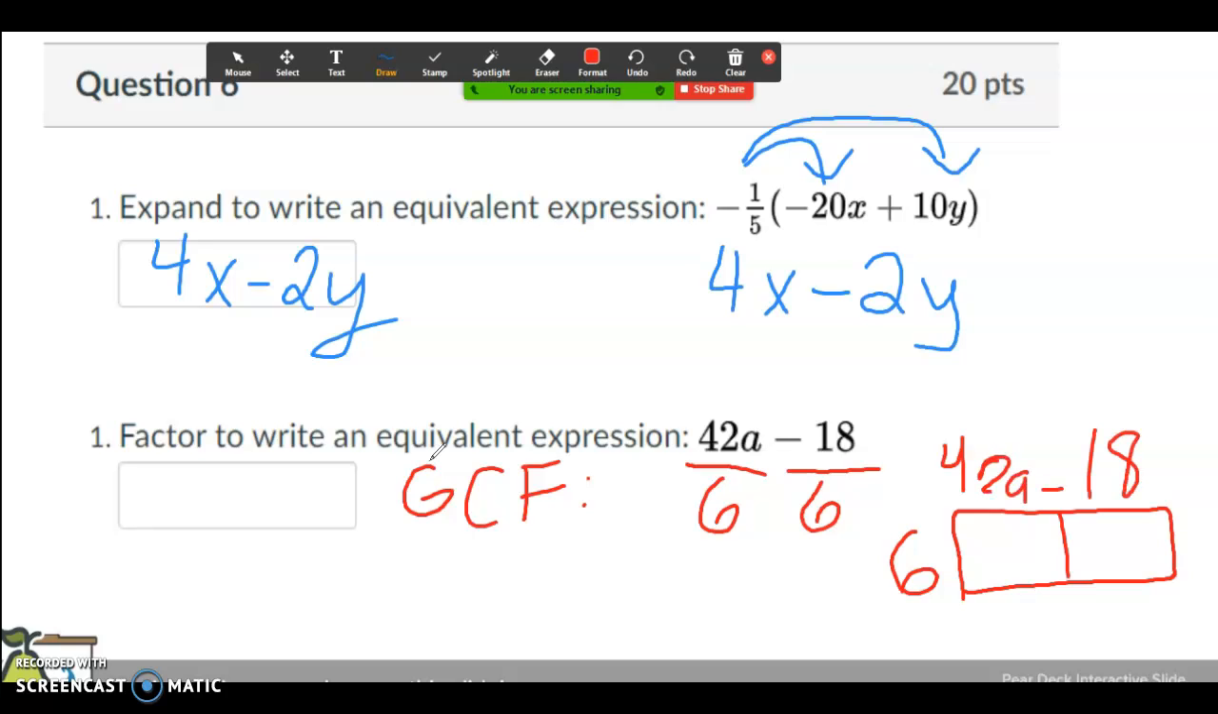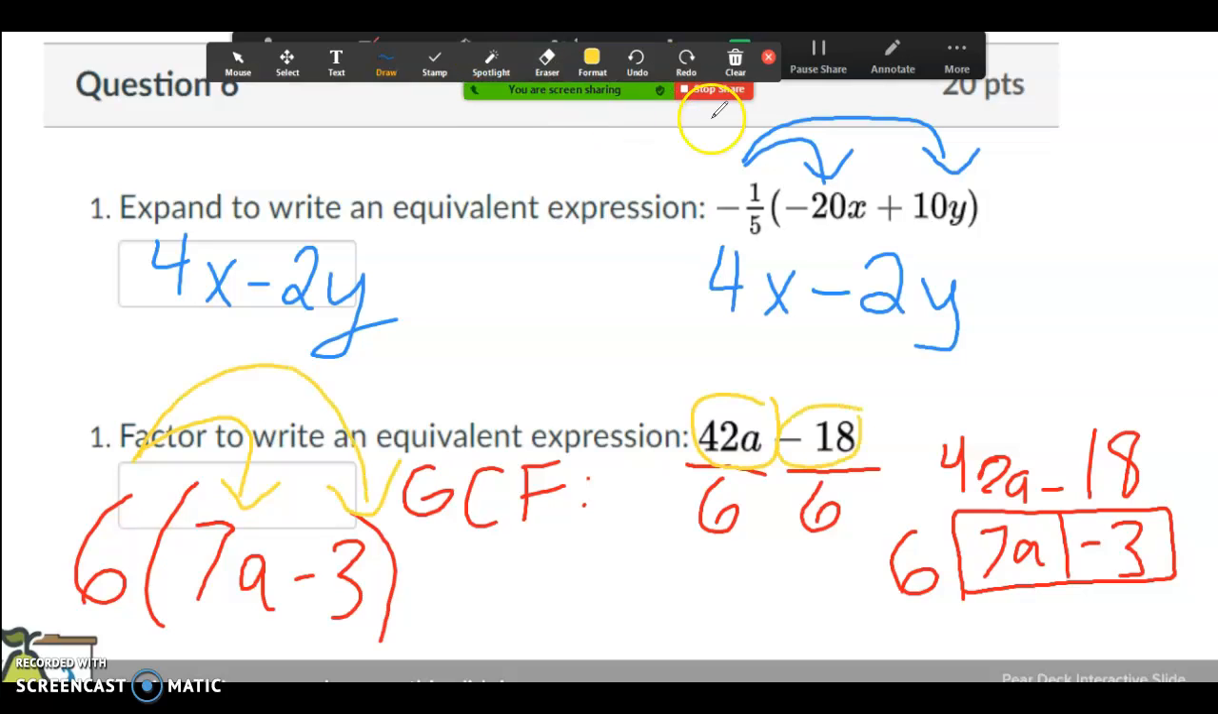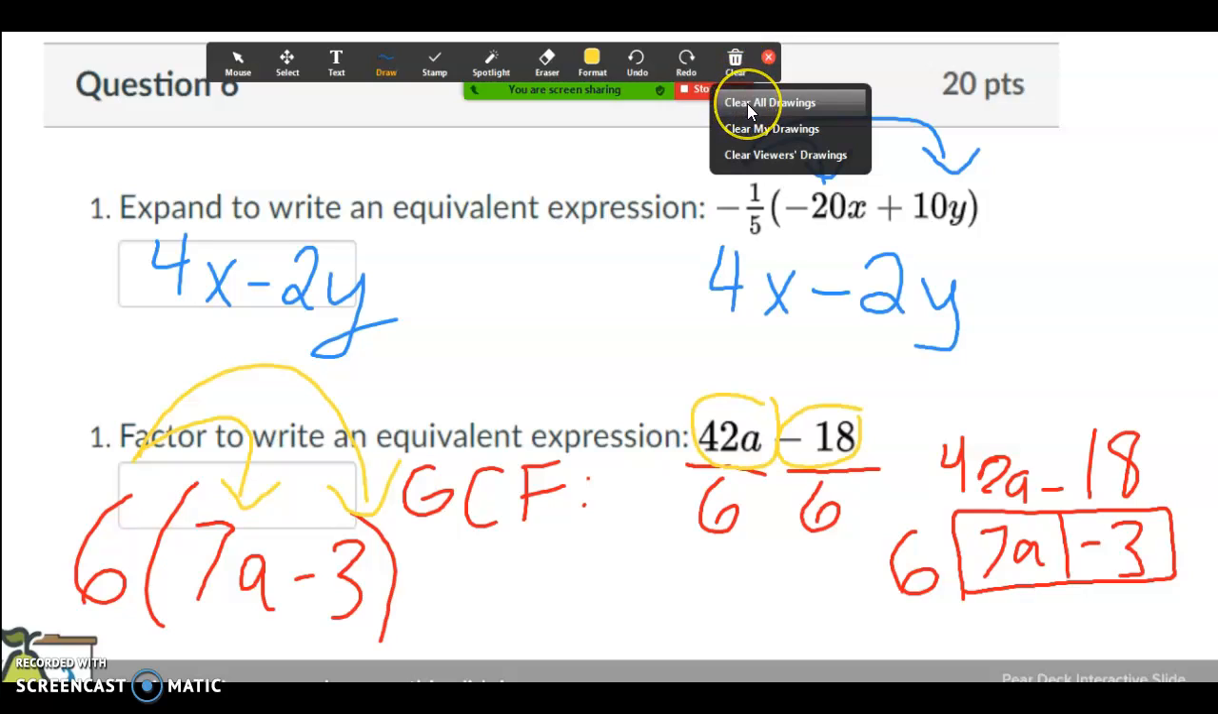And then I am going to divide: 42 divided by 6 is 7a, negative 18 divided by 6 is negative 3. So if I rewrote this, it would be 6 times (7a minus 3). Now to check my work, I can do 6 times 7a, and I get 42a, and 6 times negative 3, and I get negative 18. So I know my answer is correct. Go ahead and try one on your own.